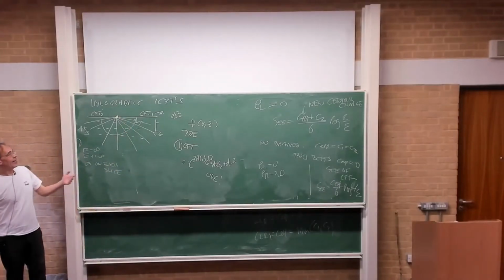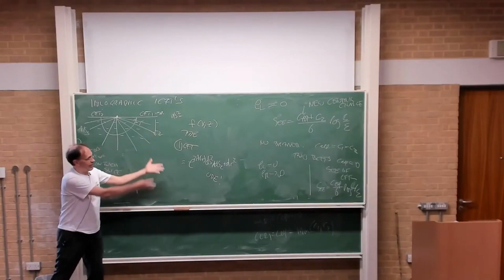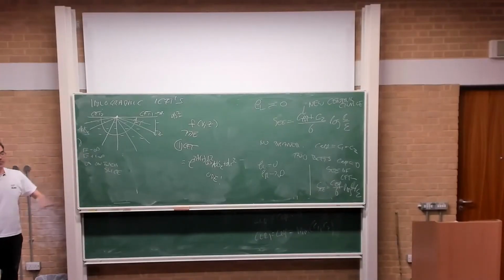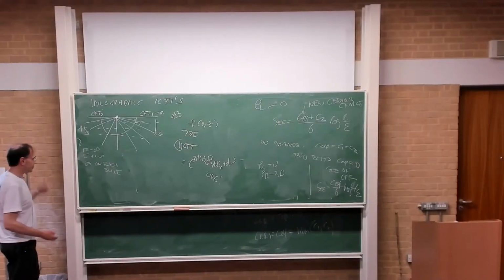Not only is this coordinate system dictated to you by conformal invariance, it's actually very well suited to calculate anything holographically for these ICFTs, because you nicely separate out where the boundary naturally falls apart into three pieces, just like you would like it to do.